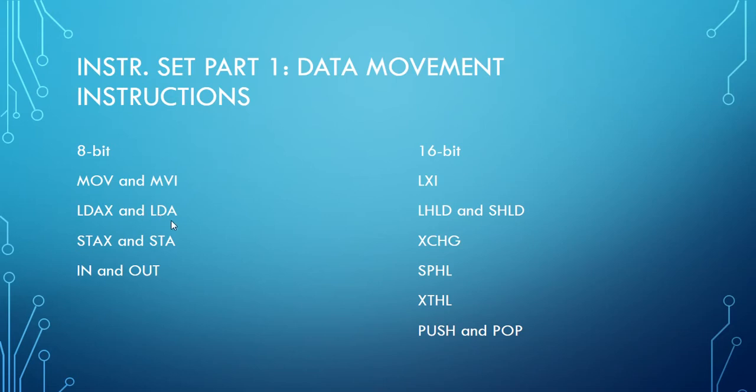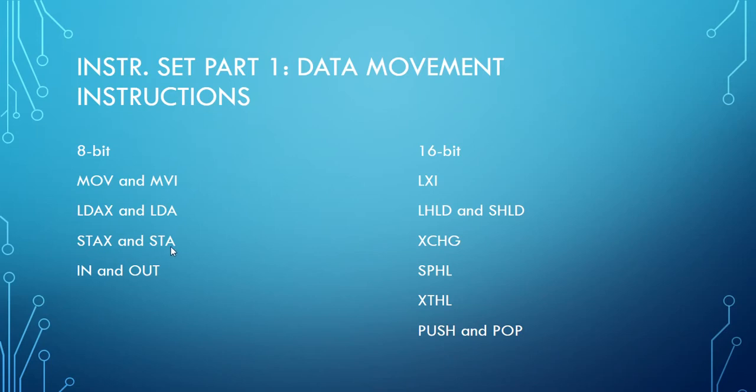LDA uses direct addressing in that the data that we specify here is kind of like an immediate data. It's going to be 16 bits or 4 hexadecimal digits, and it's basically going to load exactly that value into the accumulator. So LDA 1000H would load the memory contents of 1000 into the accumulator.